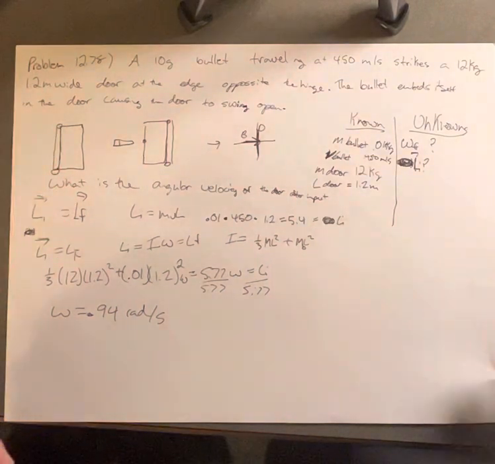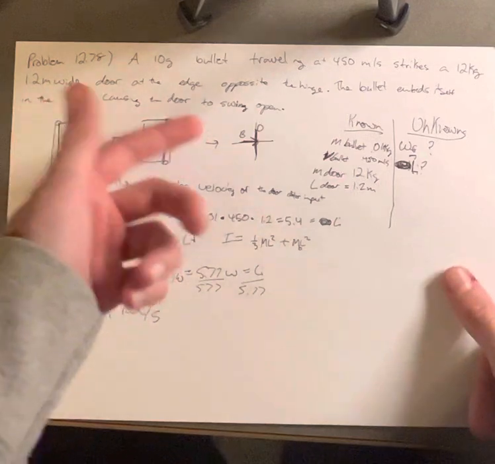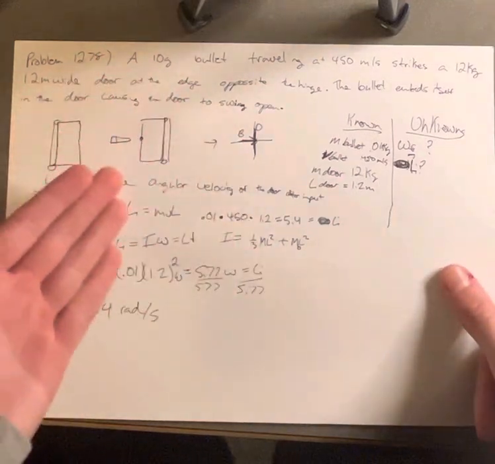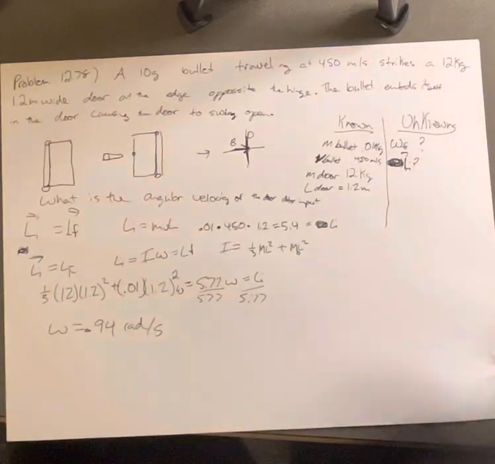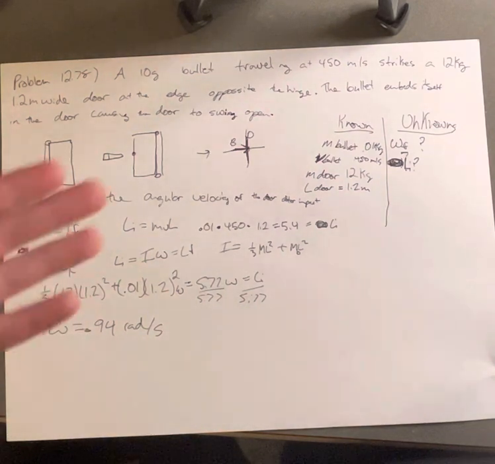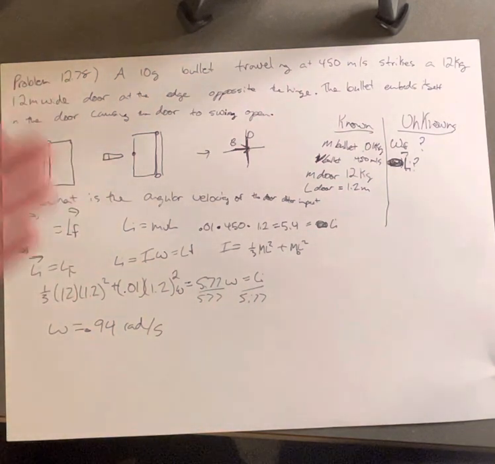conservation of angular momentum. And since there's no momentum originally of this door, we know the door has 0, but there's momentum of the bullet, right? Since it's hitting it perpendicularly, there will be a velocity. There won't be an angular velocity to the bullet. We're going to be using a velocity.